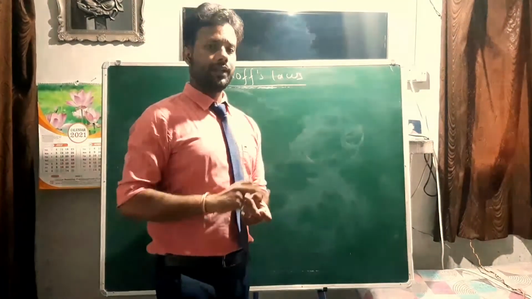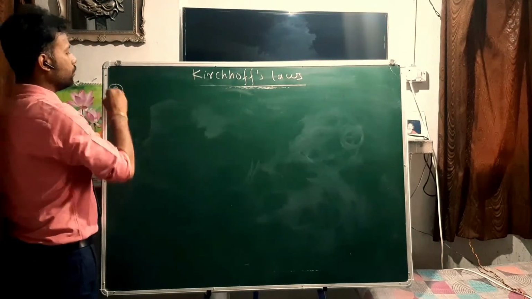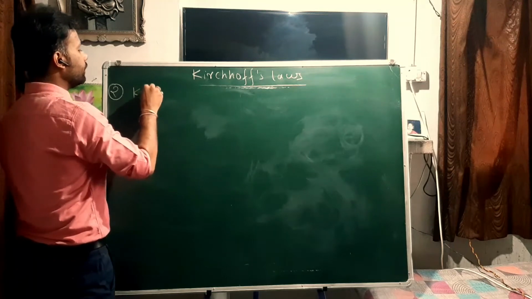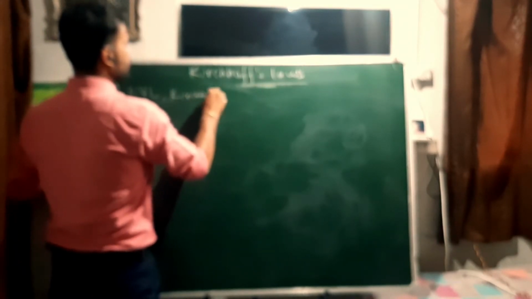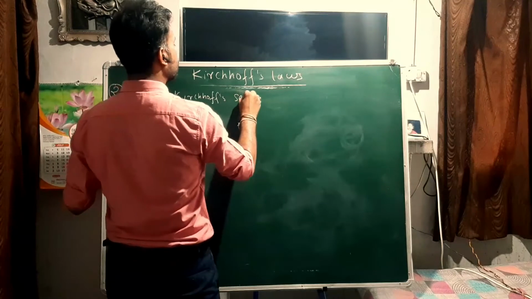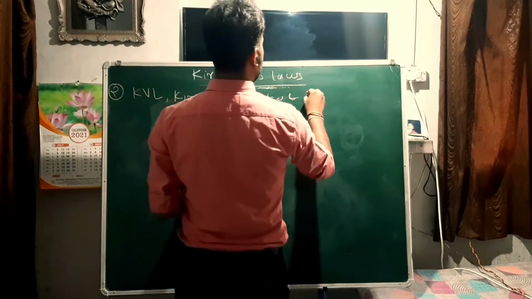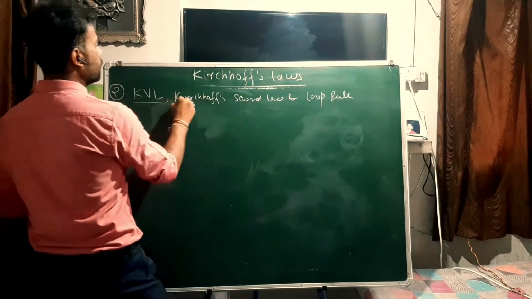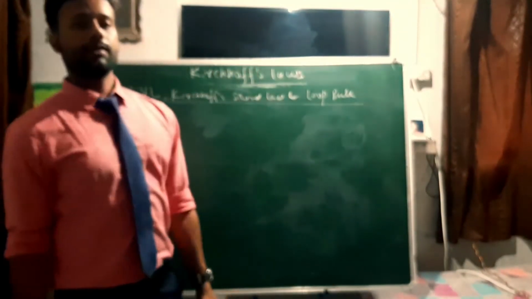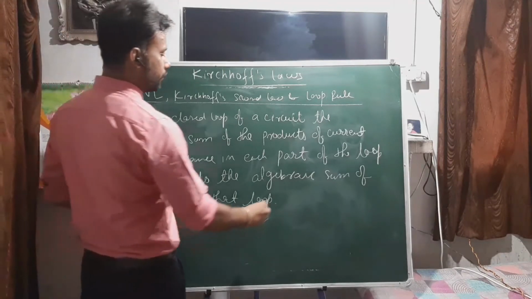Now let's see the next law, the second law, which is known as KVL, that is Kirchhoff's voltage law, or simply Kirchhoff's second law, and it is also known as the loop rule, right? So let's see what is the statement of this law. So this is our second law of Kirchhoff.